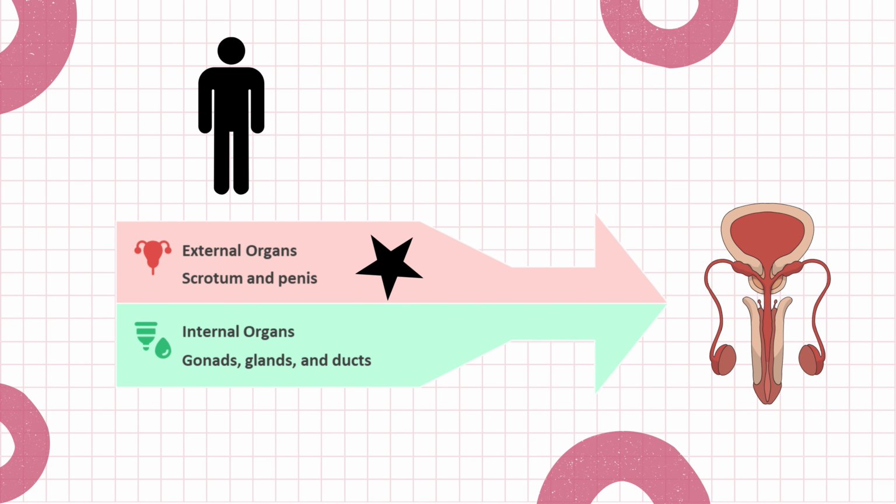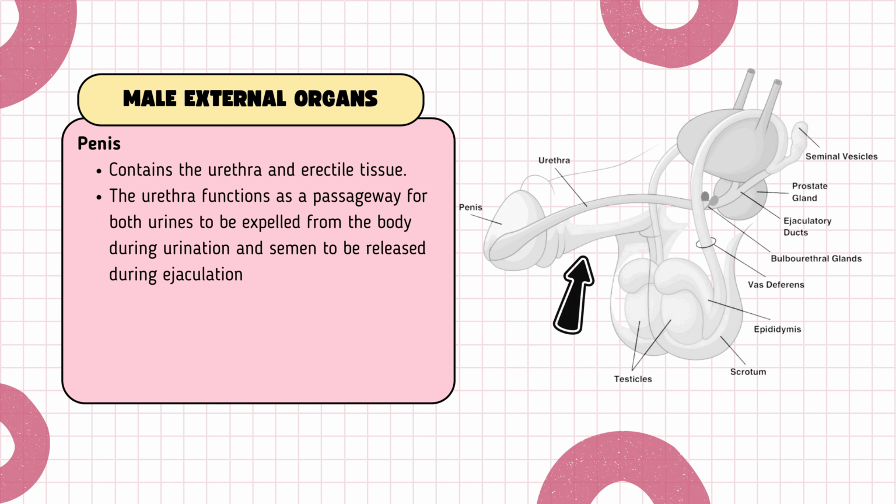External organs. The human penis contains the urethra as well as three cylinders of spongy erectile tissue. The urethra is a tube that functions as a passageway for both urine to be expelled from the body during urination and semen to be released during ejaculation. During sexual arousal, the erectile tissue fills with blood from the arteries. The resulting erection enables the penis to be inserted into the vagina.